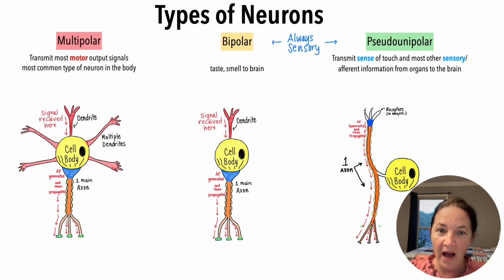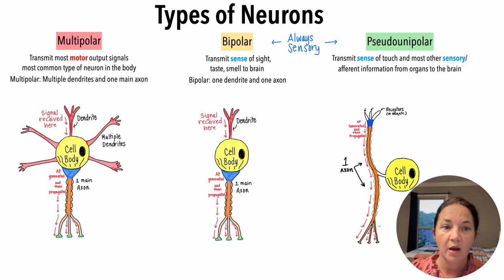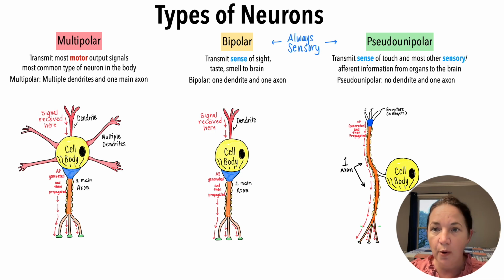Compare that with the bipolar neurons that are very specific in sending the sense of sight, taste, and smell to the brain. The bipolar neuron is only going to have one dendrite and one axon, whereas multipolar has multiple dendrites and one main axon, and the pseudo-unipolar has no dendrites and just one axon.